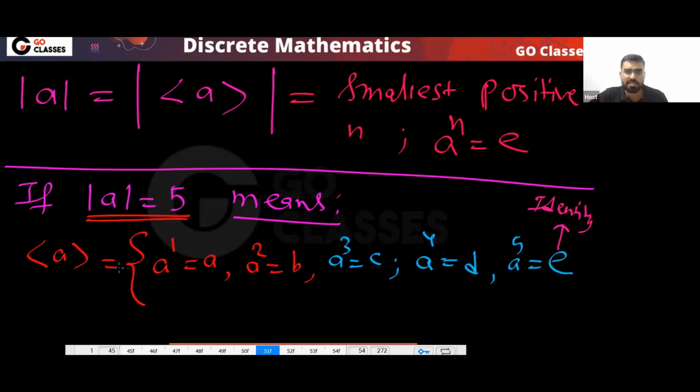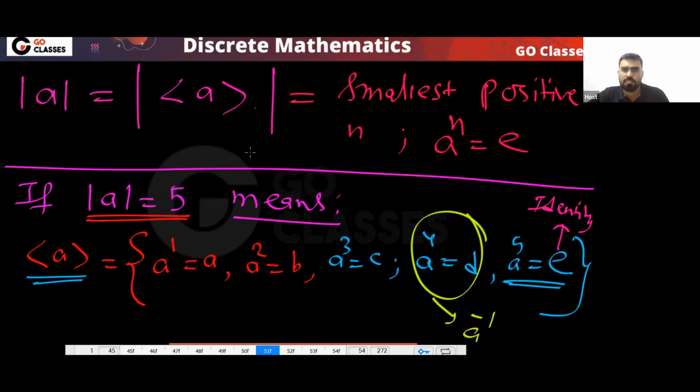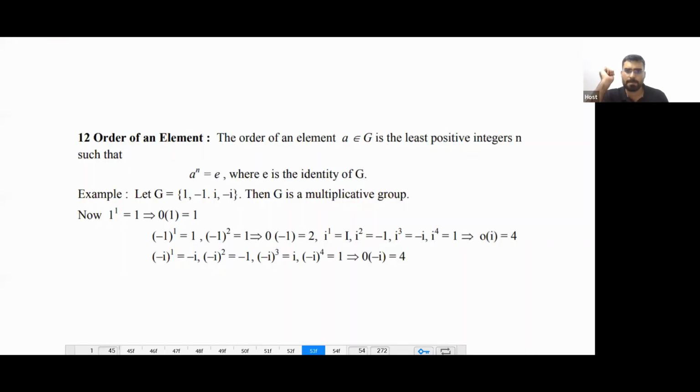Now tell me, what is A inverse? Where is A inverse? This A power 4 is going to be your A inverse. Very simple, right? So order of A is 5. It means this is the smallest number such that you will get A power 5 equal to E. Remember, this is the smallest. Don't forget about smallest. Okay.